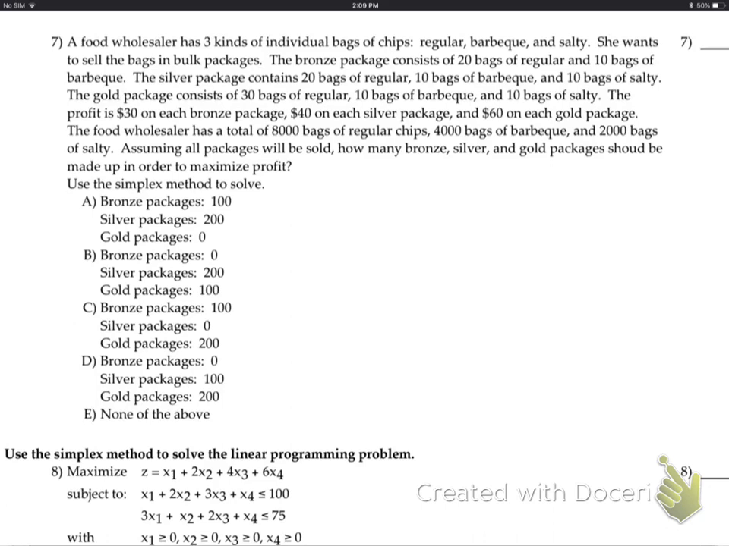All right. Look at all these words. This one looks terrible, but actually it's really predictable. Look what we're supposed to find. Bronze, silver, gold. Where do you put those? Right across the top. Remember, you always put the variables across the top, the answers they want. Then what do we do from there? What are the other characteristics?